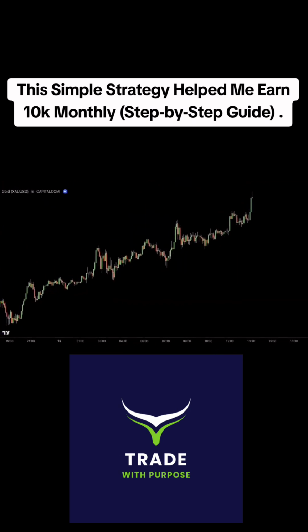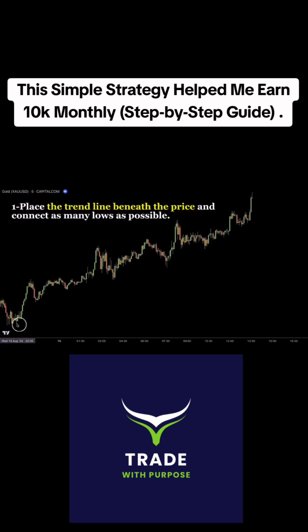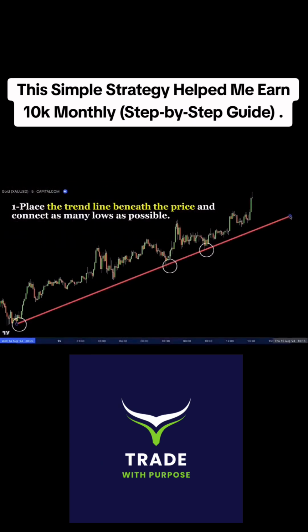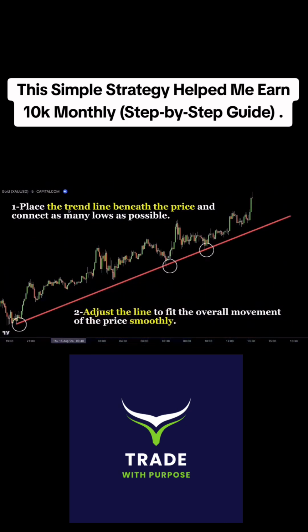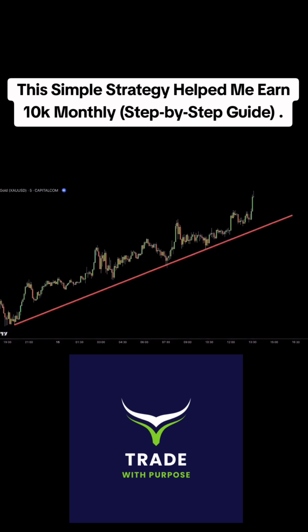When the market exhibits higher highs and higher lows, follow these steps. Place the trend line beneath the price and connect as many lows as possible. Adjust the line to fit the overall movement of the price smoothly. If some candles slightly overlap or miss the trend line, that's fine. A trend line represents a zone, not a precise level.